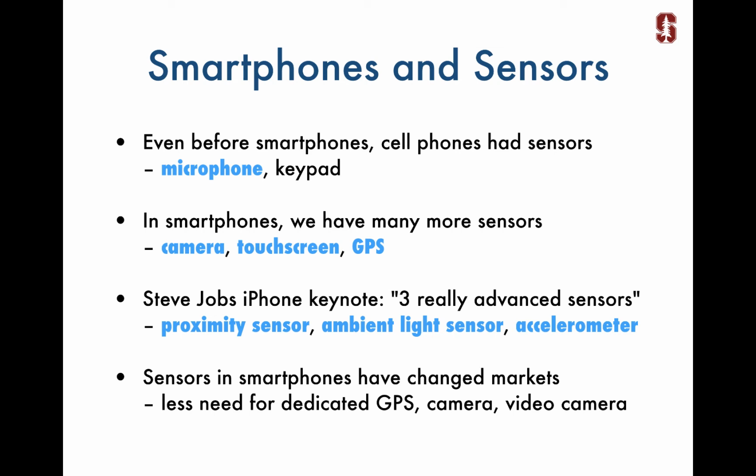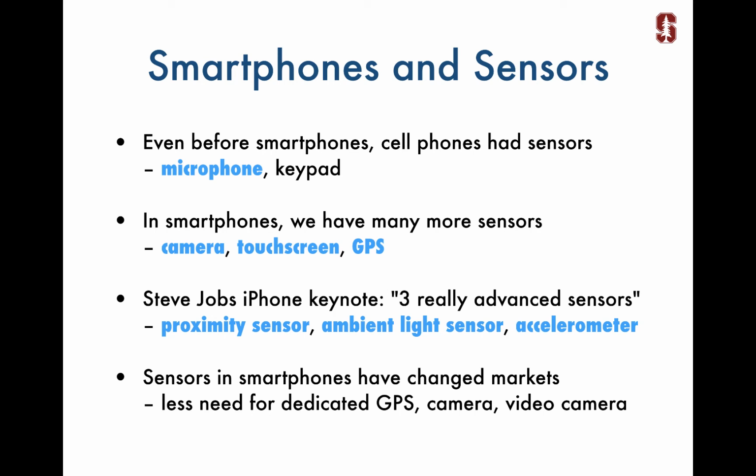When Steve Jobs introduced the iPhone in 2007, he bragged not only about the touchscreen, but he also talked about 3 really advanced sensors that were built into the phone. The proximity sensor, which turned off the touchscreen when you brought the phone to your ear, the ambient light sensor, which dimmed the screen when it got darker to save on battery life, and the accelerometer, which detected whether the phone was in portrait or landscape mode.